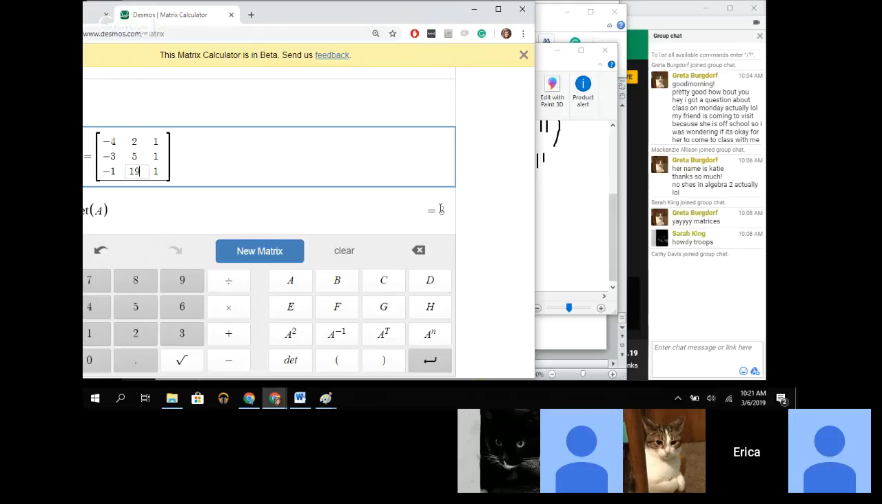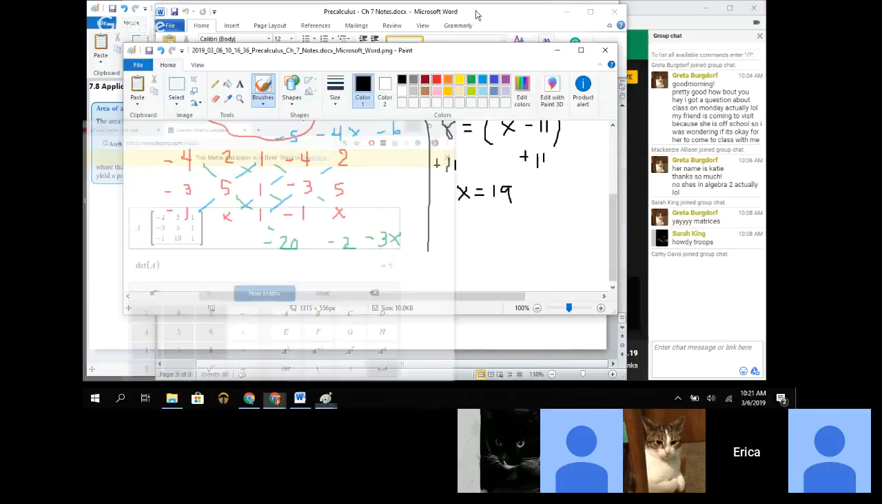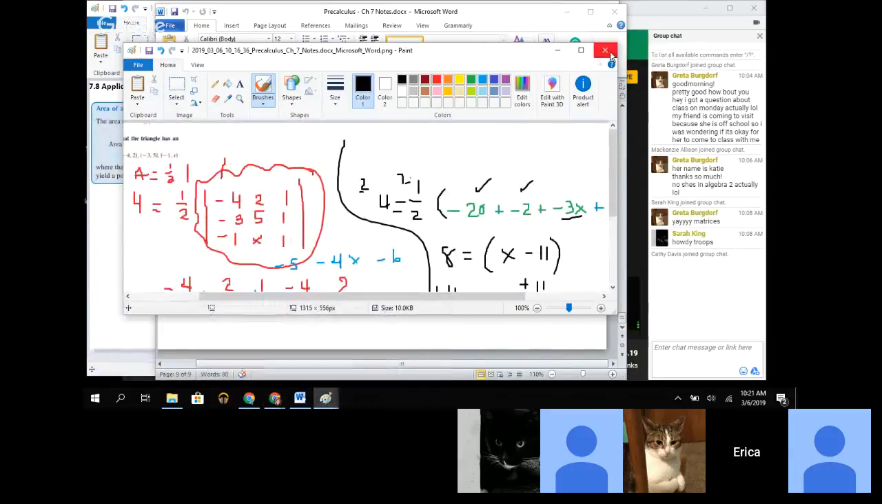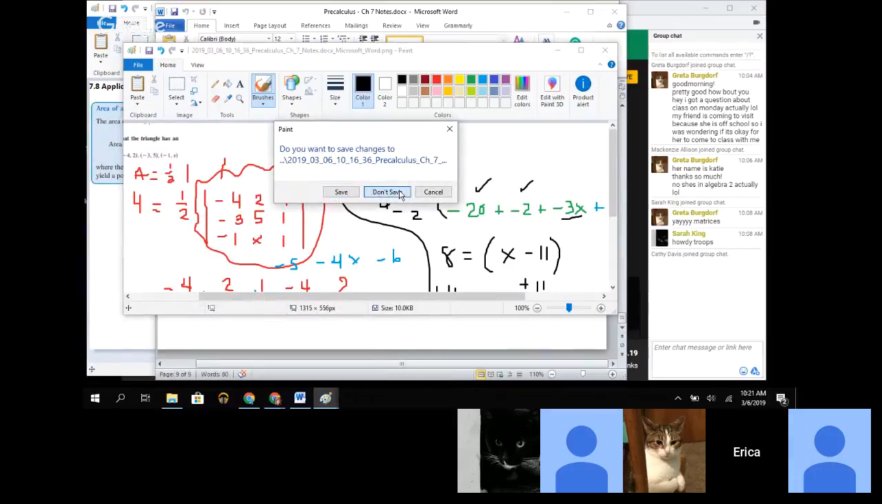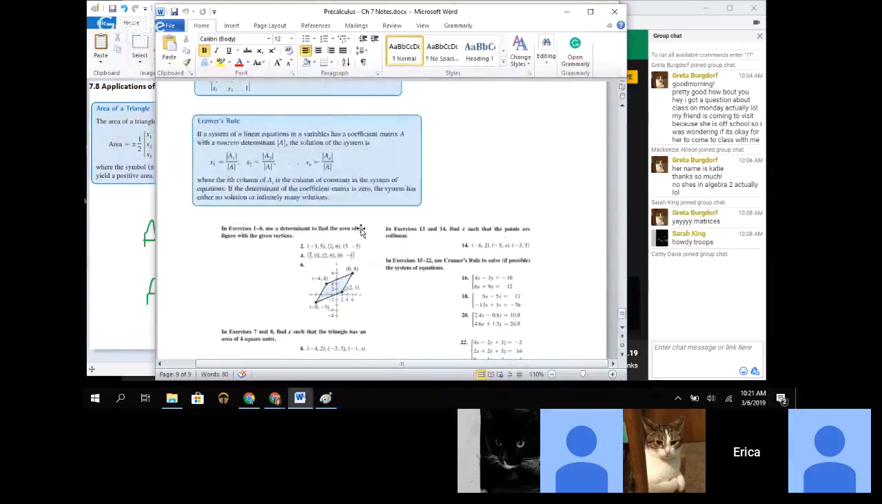All right. So that's how you deal with a triangle. All right, the second case is the even easier case. Okay, so that's your area of a triangle.